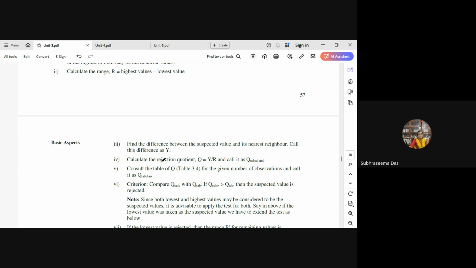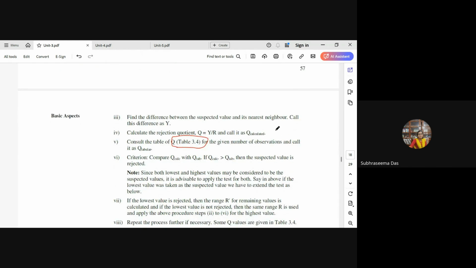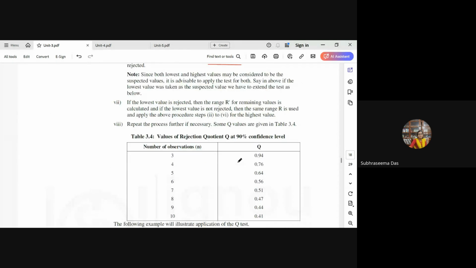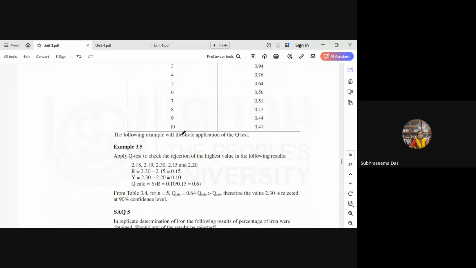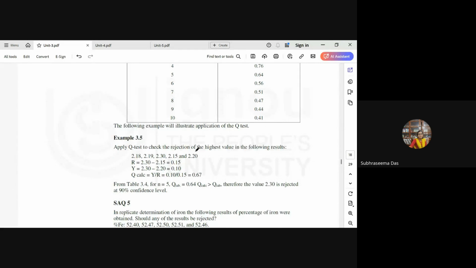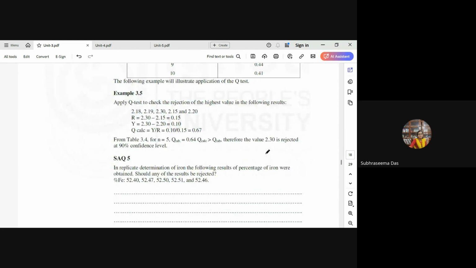Then the table of Q, which is table 3.4, is consulted. When we compare table 3.4 with our calculated value, if our calculated value is greater than the value shown in table 3.4, then the value is rejected. This is how we can find out which data to keep or reject. Here an example has been done to show how to apply the Q test to check the rejection of data.